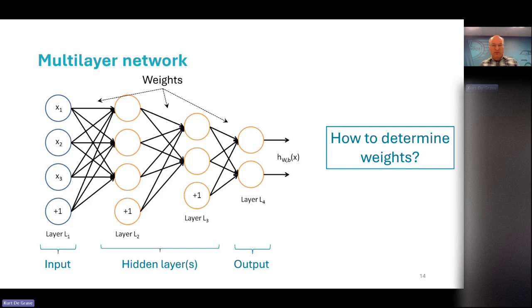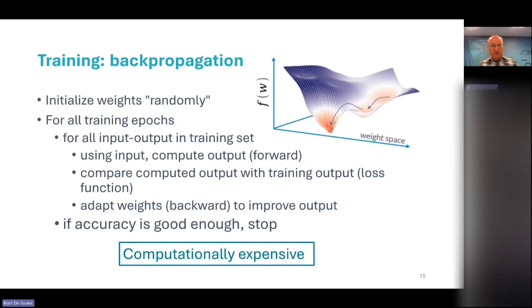But how do we compute those? How do we determine the weights? Well, by training. And training is seeking a minimum of a function. The minimum of which function? A loss function. So how much does the prediction differ from the correct values that are in the training set?